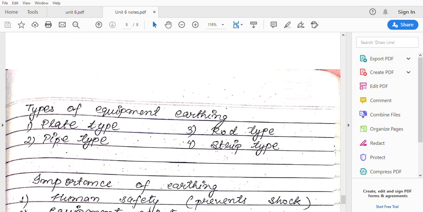So types of equipment earthing, if you see, then there is plate type earthing. You can see the diagrams of plate type earthing. You can see the diagram of pipe type earthing. Then there are rod type earthing and strip type earthing.